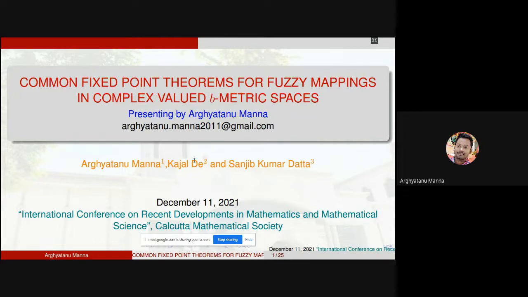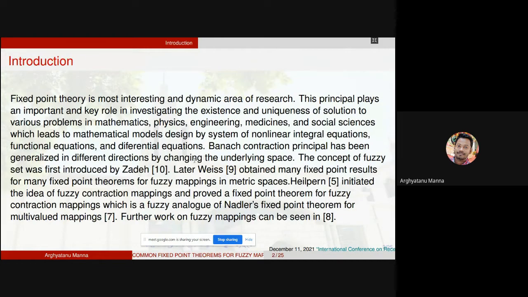My paper is entitled Common Fixed Point Theorem for Fuzzy Mappings in Complex Valued Geometric Spaces. Introduction. Fixed point theory is a most interesting and dynamic area of research. This principle plays an important and key role in investigating the existence and uniqueness of solutions to various problems in mathematics, physics, engineering, medicine, and social sciences, which lead to mathematical models designed by systems of nonlinear integral equations, functional equations, and differential equations. Banach contraction principle has been generalized in different directions by changing the underlying space.